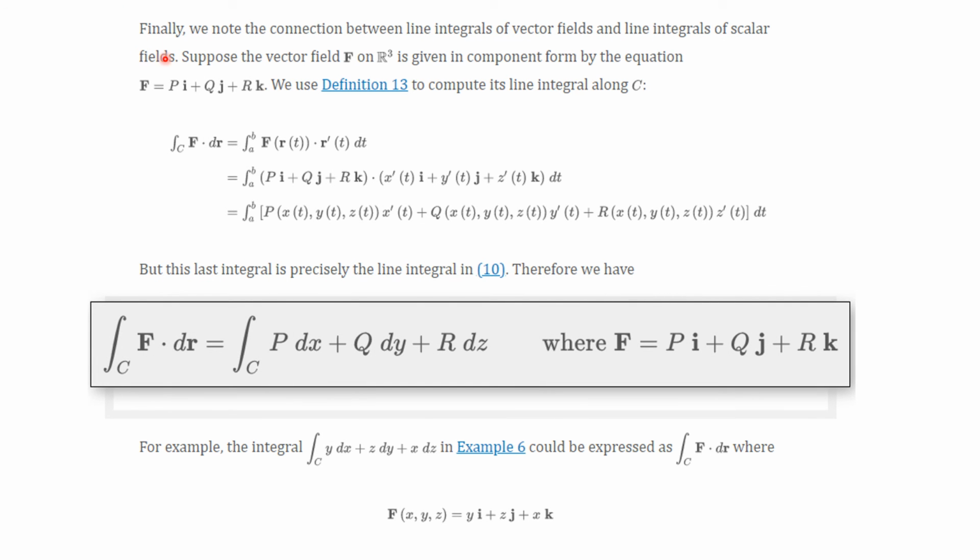Now finally, we note that there is a connection between line integrals of vector fields and line integrals of scalar fields. Suppose the vector field on R3 is given in component form this way, then this integral is this integral, but that is this dotted with this, and if you reorganize this, you end up finding that this is the same thing as the integral over C of P dx plus Q dy plus R dz, where F is this.